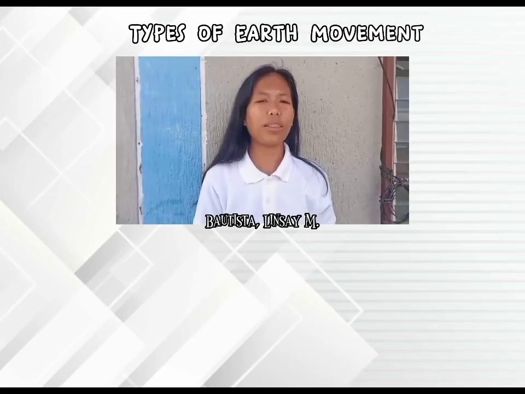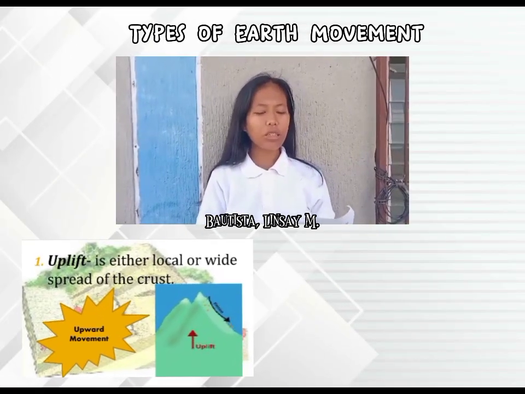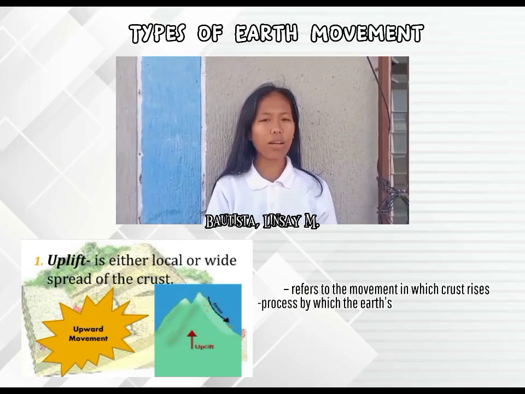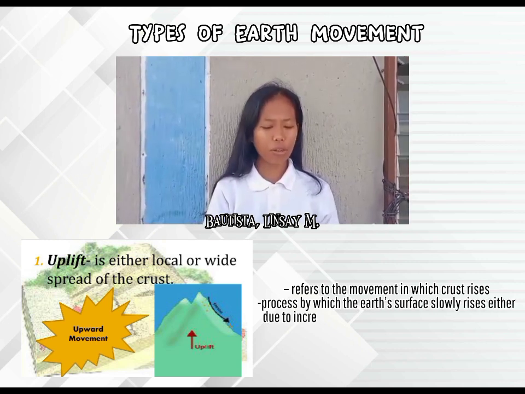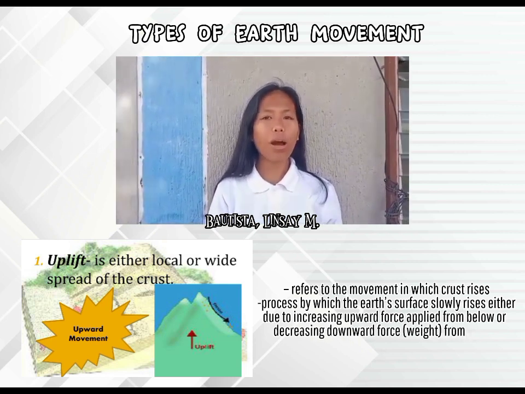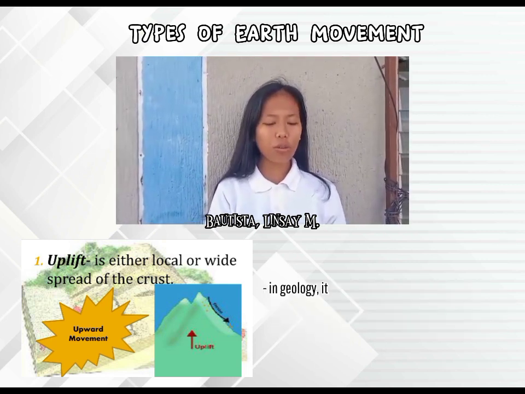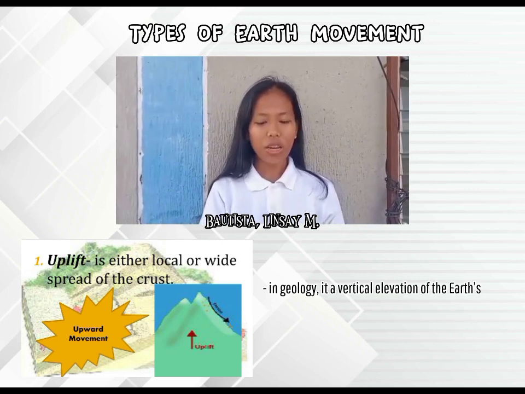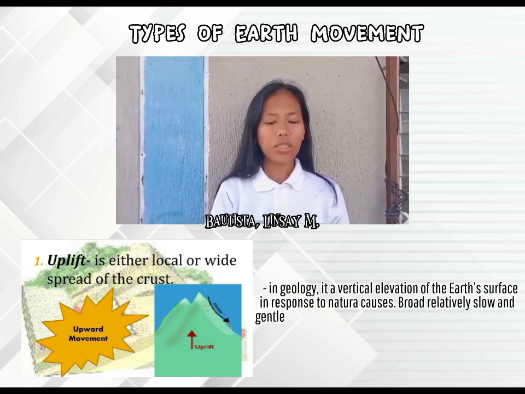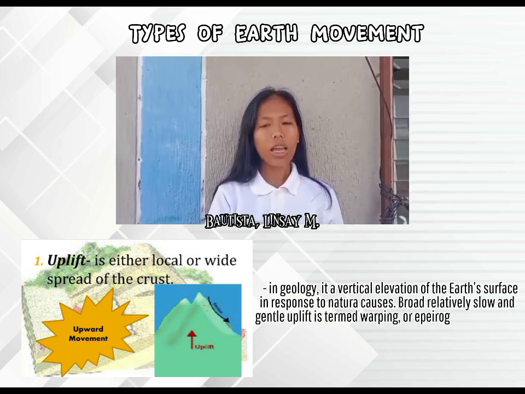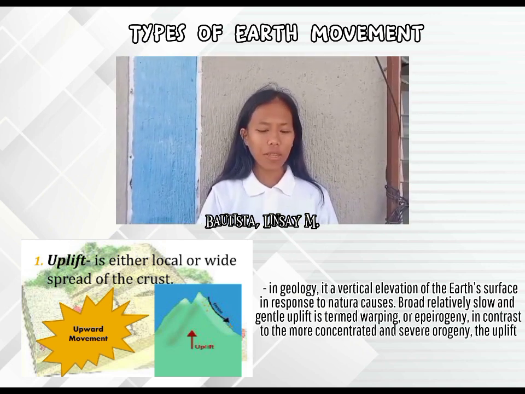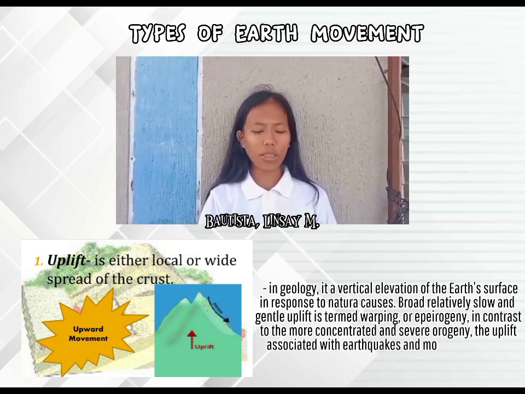Types of earth movement. Number 1. Uplift. Refers to the movement in which crust rises. It is the process by which the Earth's surface slowly rises due to the increasing upward force applied from below or decreasing downward force weight from above. In geology, it is the vertical elevation of the Earth's surface in response to natural causes. Broad, relatively slow and gentle uplift is termed warping or epeirogeny, in contrast to the more concentrated and savage orogeny, the uplift associated with earthquakes and mountain building.